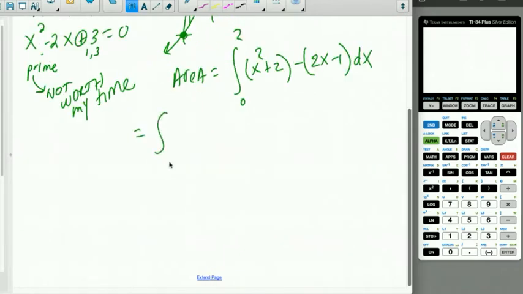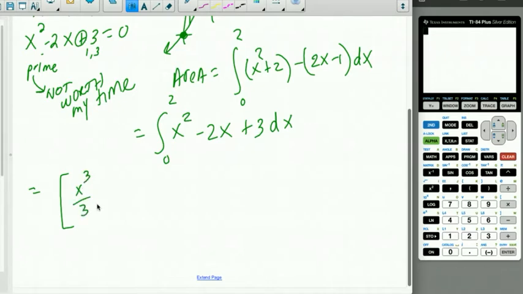So I'm going to clean that up and integrate. What will happen here, right, is we're going to get that this is an x squared. The 2 is positive. This is going to become a minus 2x and a plus 1. So that plus 2 and the plus 1 would give me a 3. That means I'm going to get that this area is x cubed over 3 minus x squared plus 3x evaluated from 0 to 2.